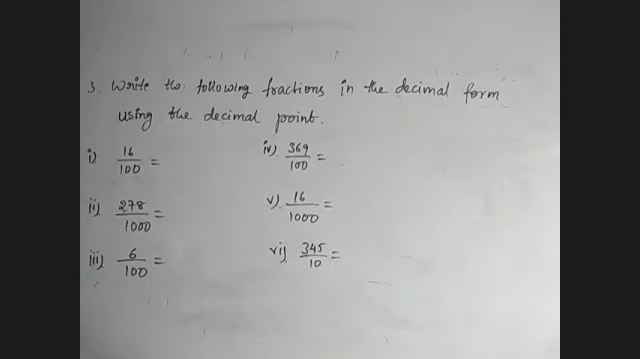Just remember, whenever fractions are given, first observe whether those are decimal fractions or not. If they are decimal fractions, directly we can write them as a decimal number very easily. But if they are not decimal fractions, then go through with the division. Now observe here, 16 by 100. What is the denominator? 100. It is a decimal fraction. And how many zeros are there in that denominator? Two zeros.